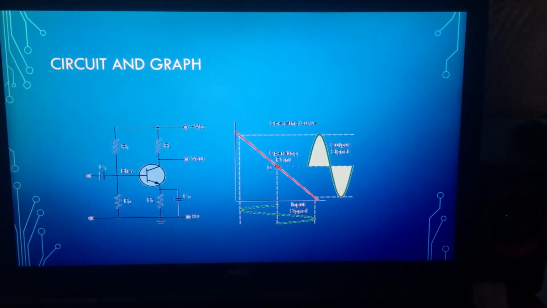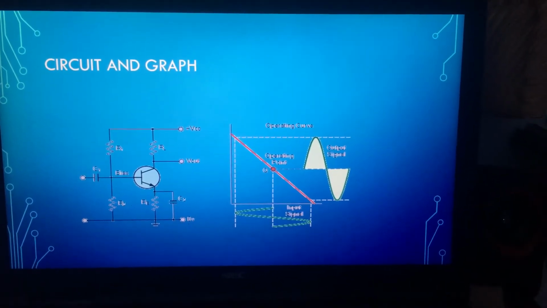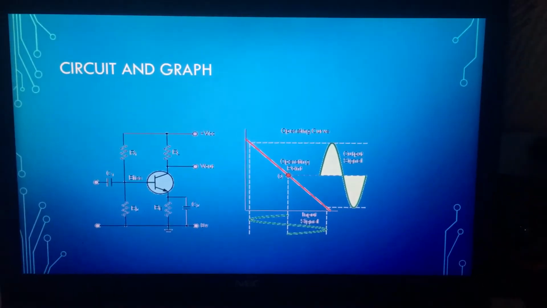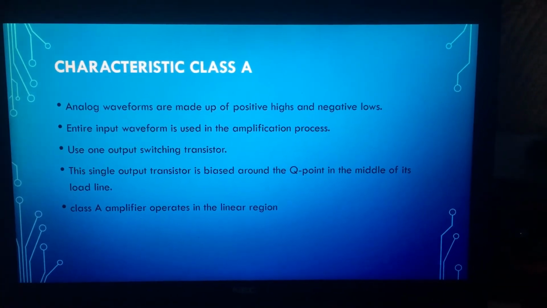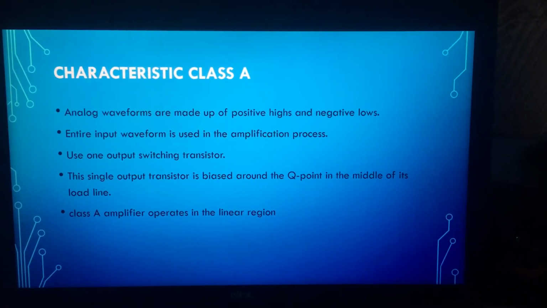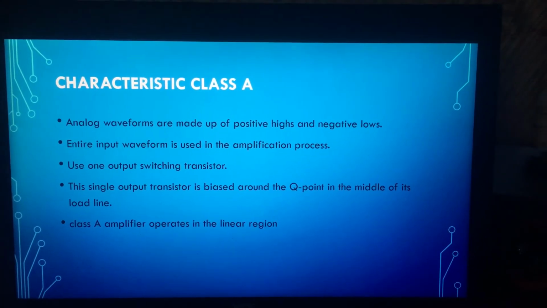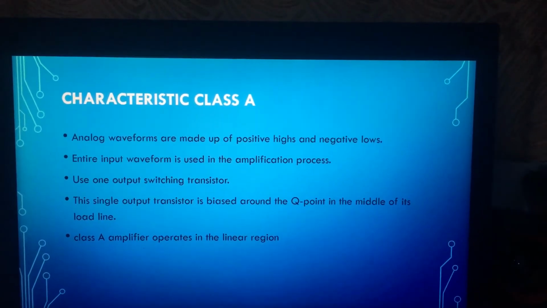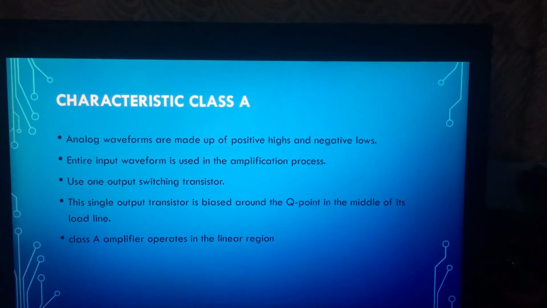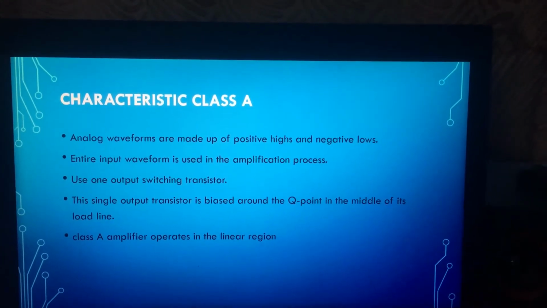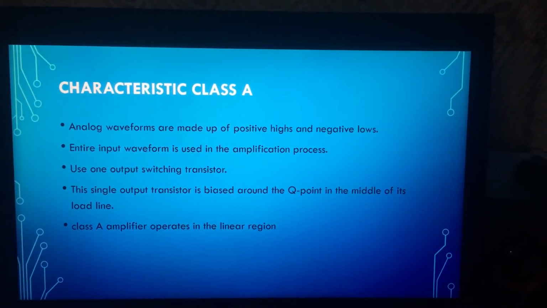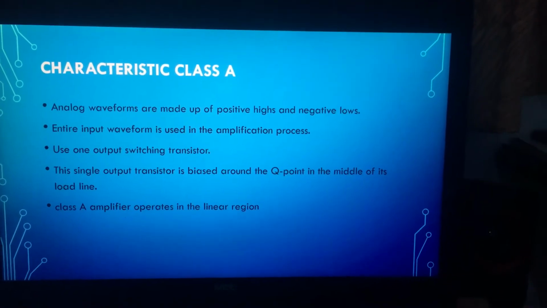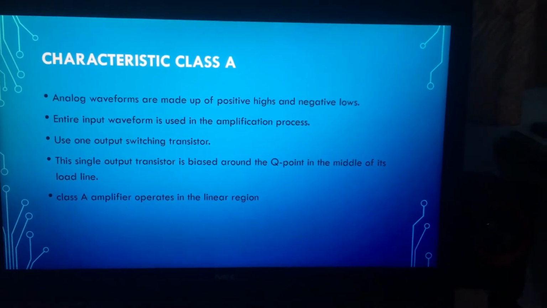This is the circuit and graph for class A characteristic. Okay, next. This is the characteristic of class A, where analog waveforms are made up of a positive high and negative low. The entire input waveform is used in the amplification process. It uses one output switching transistor. This single output transistor is biased around the Q point in the middle of its load line.